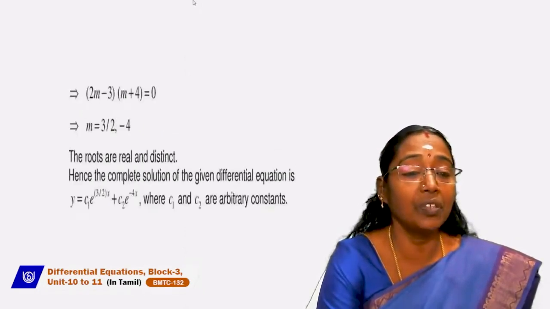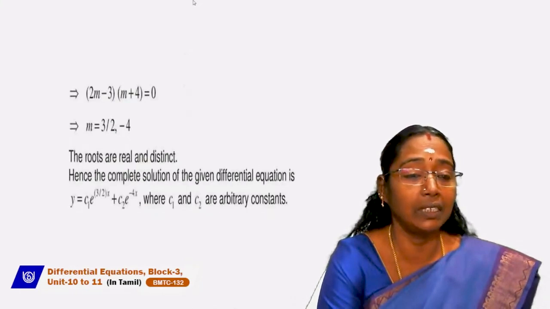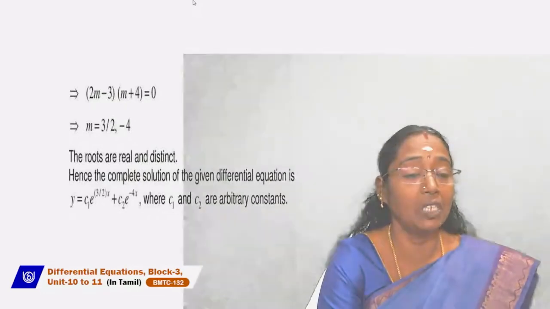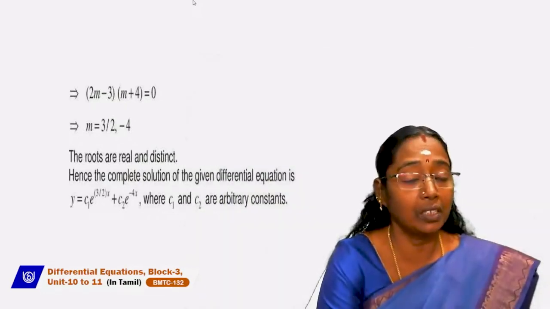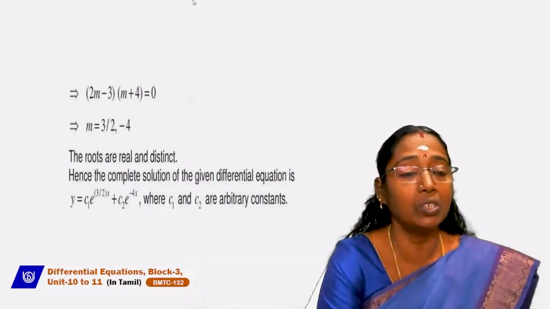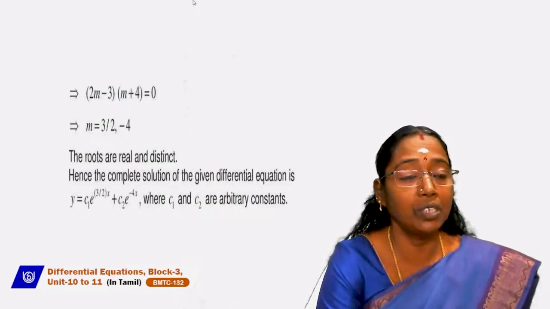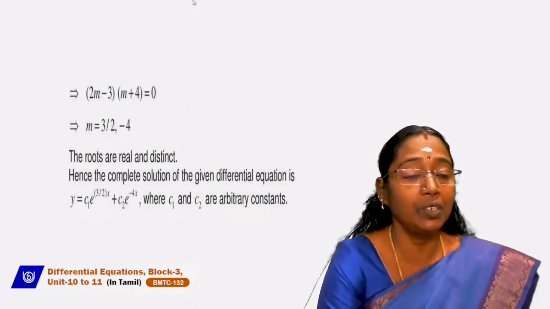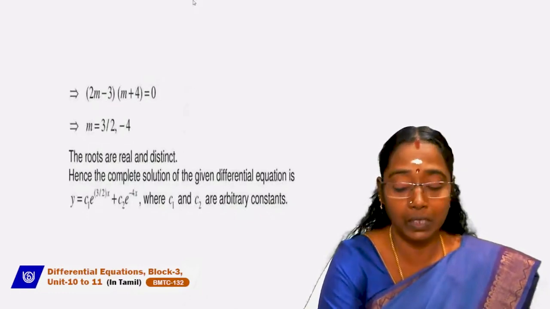If the roots are all real and distinct, then the solution is y equal to c1 e^(3/2 x) plus c2 e^(-4x), that is, c1 e^(alpha x) plus c2 e^(beta x). This is the concept when the roots are all real and distinct. Then you write the complete solution as y equal to c1 e^(3/2 x) plus c2 e^(-4x), where c1 and c2 are arbitrary constants.